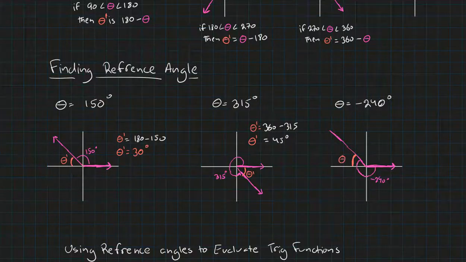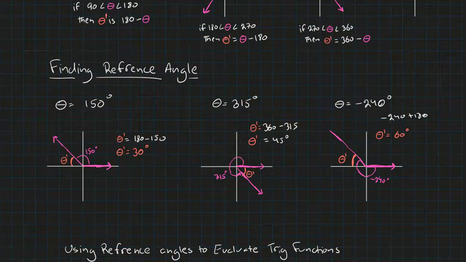It's sitting in the second quadrant, so clearly I'm going to be doing something with 180 degrees for this. This is going to be 60 degrees. So theta prime is 60 degrees. In this case, I'm doing negative 240 plus 180.